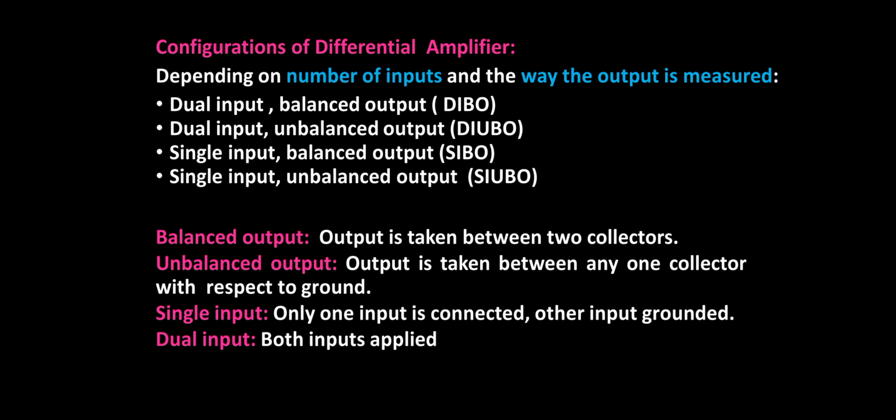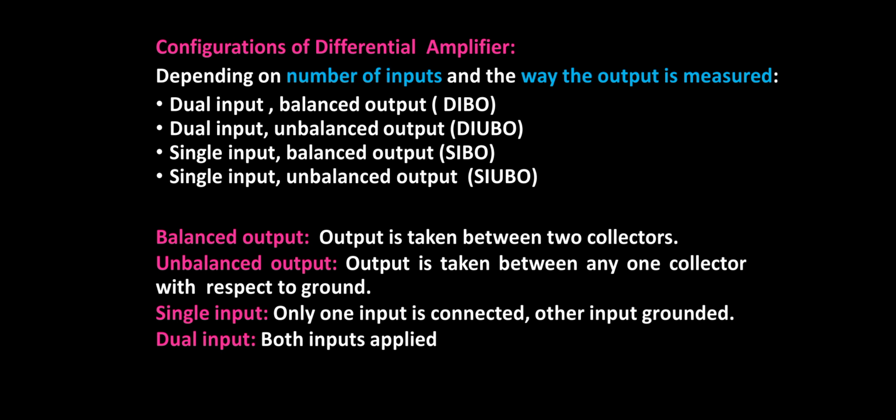What is meant by dual input and what is meant by balanced output, let's see here. Balanced output is nothing but the output is taken between the two collectors. In differential amplifier we connect two BJTs into the single amplifier, so there are two collectors. If we take the output between the two collectors, that is known as balanced output.